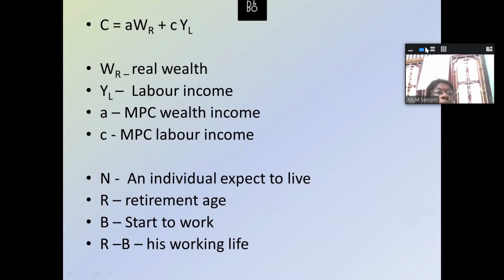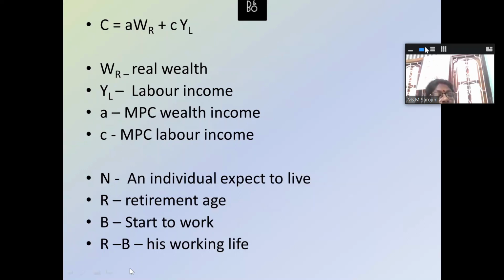right? Here, the consumption is equal to AWR plus CYL. Here, C is the indicated consumption, A is the marginal propensity to consume out of wealth income, and C is the marginal propensity to consume out of labor income, and WR is the real wealth, and YL is the labor income. In this way, he is utilizing or dividing his consumption.